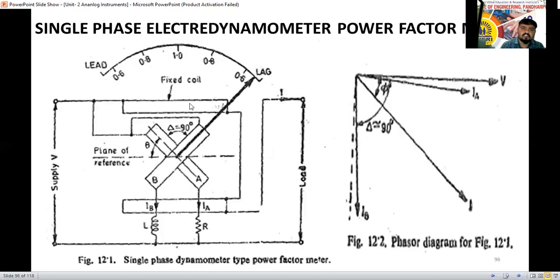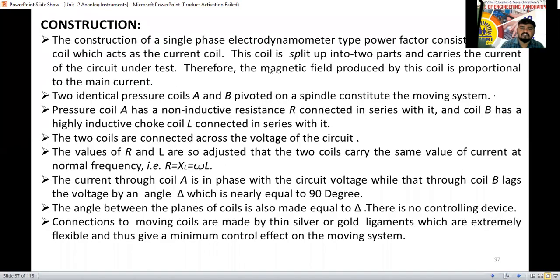This fixed coil is split into two parts. One half is connected here, and another half is connected here. Now this is the first half, this is the second half. Like that, we have two halves we are using here now. This fixed coil is split up into two parts and carries the current of the circuit under test.